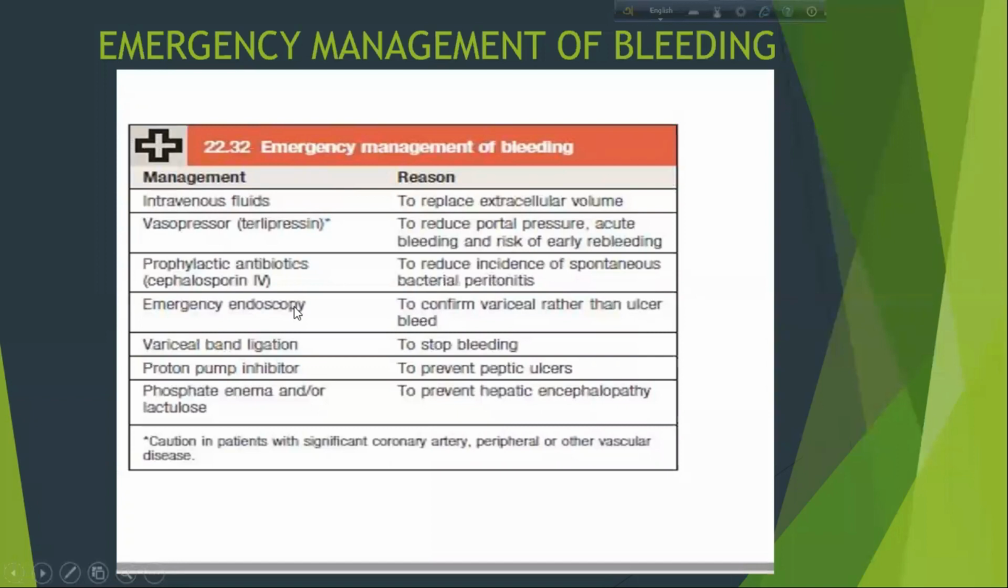Emergency endoscopy to confirm variceal rather than other bleeding, such as ulcer bleeding. Variceal band ligation to stop bleeding. Proton pump inhibitor to prevent peptic ulcers. Phosphate enema and/or lactulose to prevent hepatic encephalopathy. With terlipressin, caution should be taken in patients with significant coronary artery, peripheral or other vascular disease.